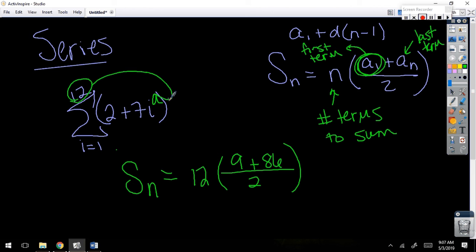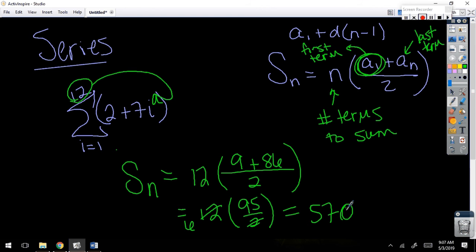What is the sum of the series? 9 plus 86 would be 95 over 2, which is going to be 6 times 95, which is 570. I just did it in my head instead of using my calculator. Does that make sense? You would just plug that into your calculator. Don't make it harder than it is.